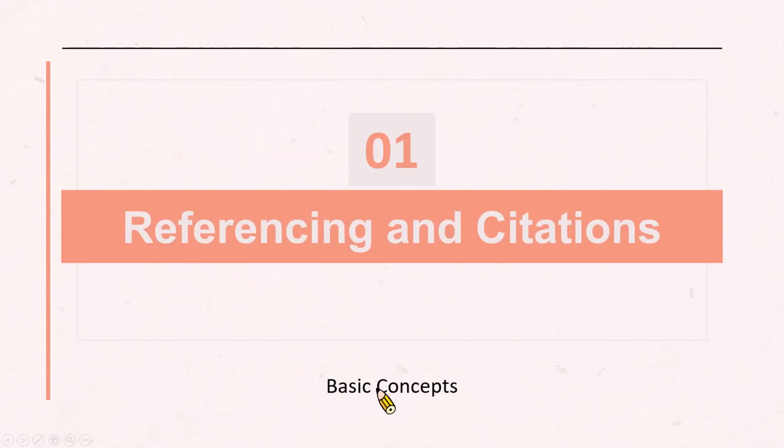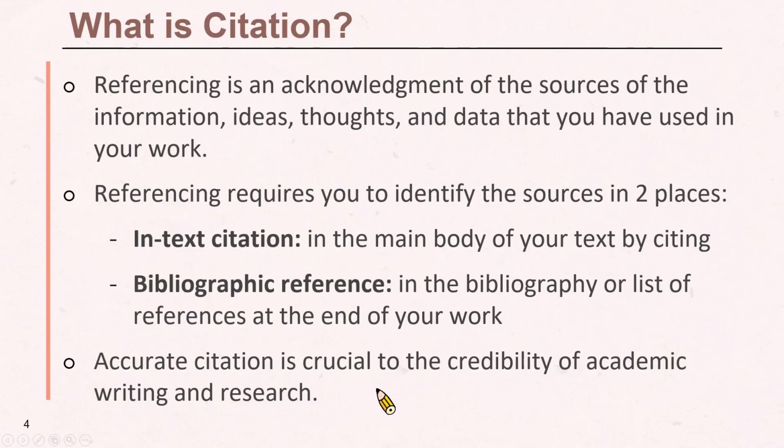If you read many books and papers and want to use them as materials in your report or thesis, you must know about referencing and citation. Referencing is an acknowledgement of the sources of the information, ideas, thoughts, and data that you have used in your work. There are two parts of referencing.